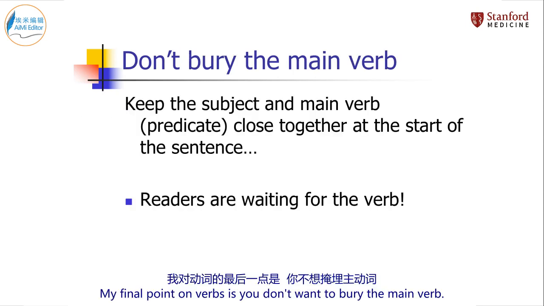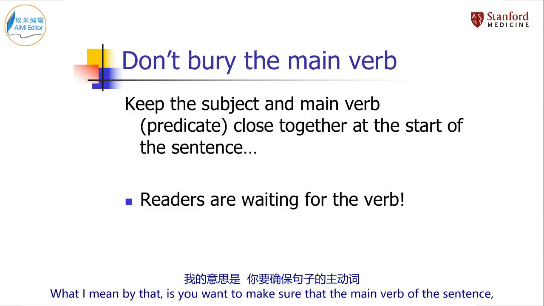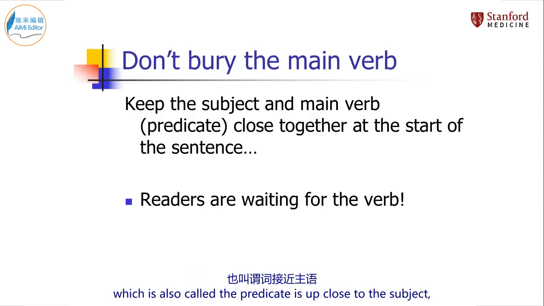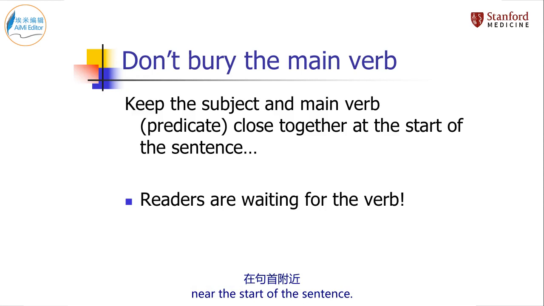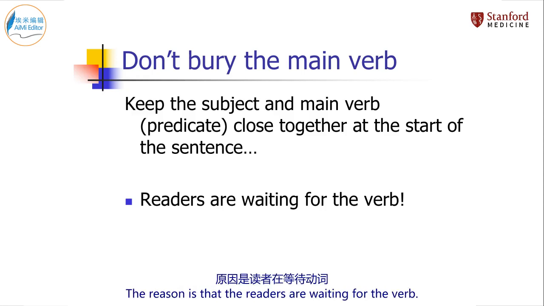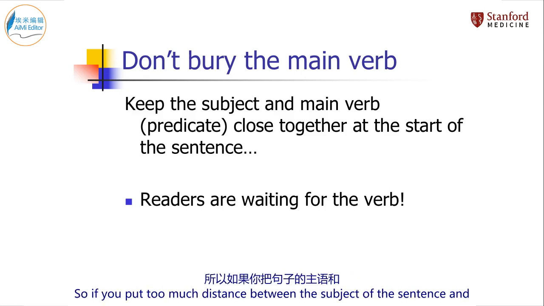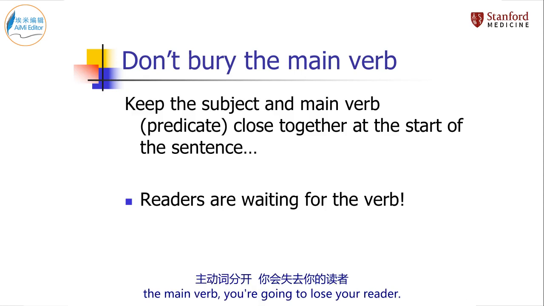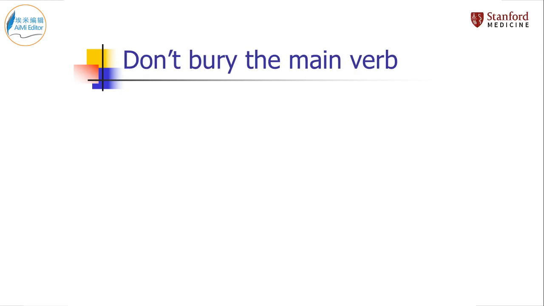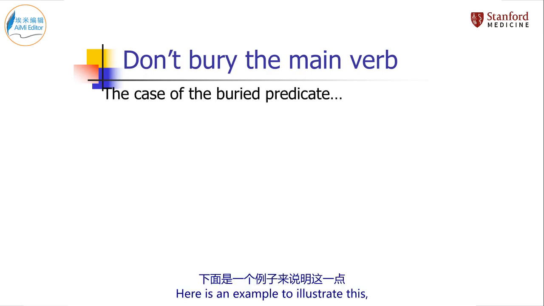My final point on verbs is you don't want to bury the main verb. What I mean by that is you want to make sure that the main verb of the sentence, which is also called the predicate, is up close to the subject near the start of the sentence. The reason is that the readers are waiting for the verb. Until the reader gets to the verb, they don't know where you are going. So if you put too much distance between the subject of the sentence and the main verb, you're going to lose your reader. Here's an example to illustrate this.